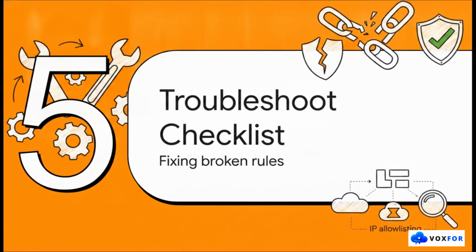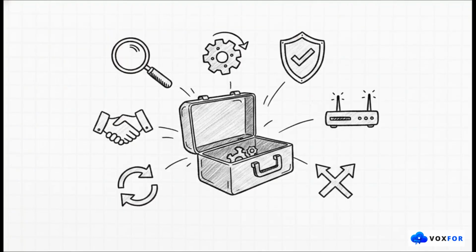Which brings us to Section 5, the troubleshooting checklist. Fixing those broken rules. Okay, when a rule looks perfectly right but still fails, don't panic. Just aggressively run through this toolkit. Number 1, confirm the real IP. Remember our NAT discussion from earlier? 2, check your exact destination port and protocols. Port 22 is totally useless if the service expects UDP. 3, verify your attachment scope. Is it on the right NIC, subnet, or VPC?